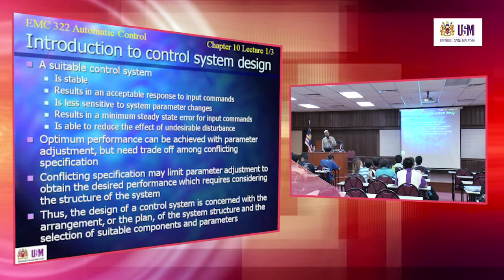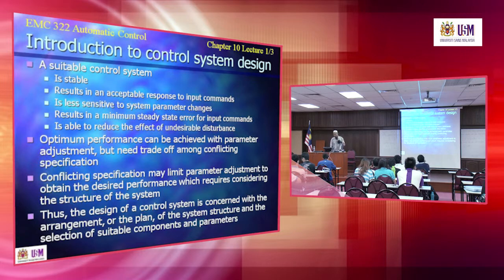Of course, when we do the measurement of the performance, there are five measurements of the performance we can do. Normally we can adjust certain parameters to get a certain performance measure good. However, what we find is that some of the performance measures are contradicting, which needs a trade-off among the conflicting specifications. Conflicting specifications may limit parameter adjustment to obtain the desired performance, which requires considering the structure of the system.